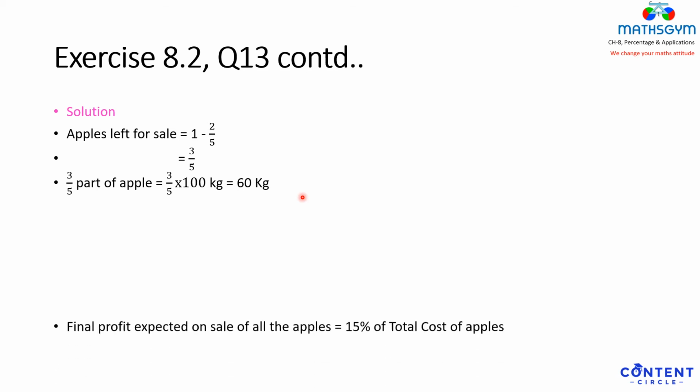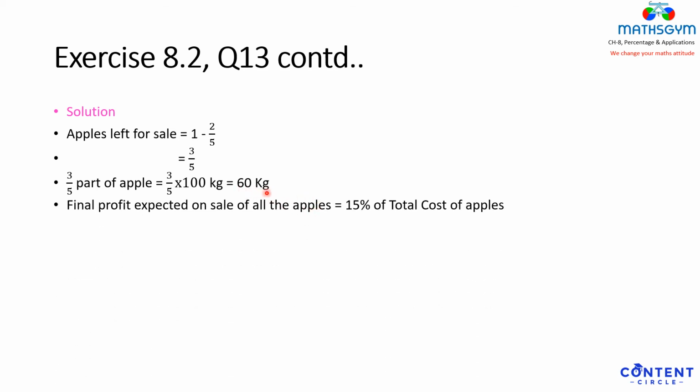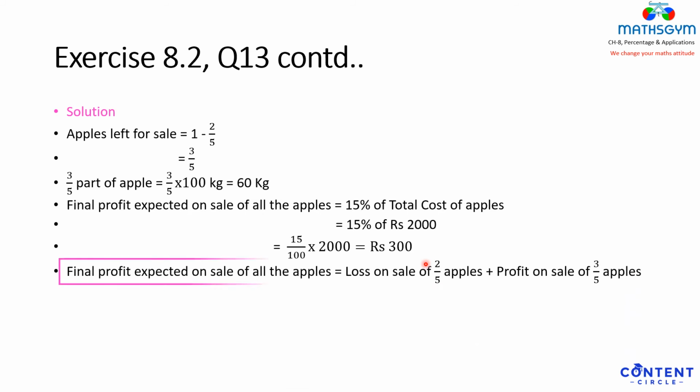Now for these 60 kg apples, there will be a final profit which is expected when you sell them. But you know what that is? Your profit should not be just from the 60 kg only, but my total profit out of the overall 100 kg, when we calculate and summarize both the components, should be 15% of the total cost of apples. So 15% of the total cost of apples, which is 2000 rupees. 15% of 2000 is going to be 15 upon 100 into 2000, which is rupees 300.